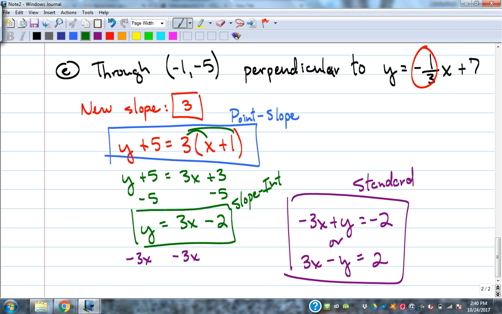So no matter what form they ask for, which one do you always start with? Point slope. Unless it's undefined slope. And then it's just x equals whatever the x value is. No matter what form they ask for, they're all the same.